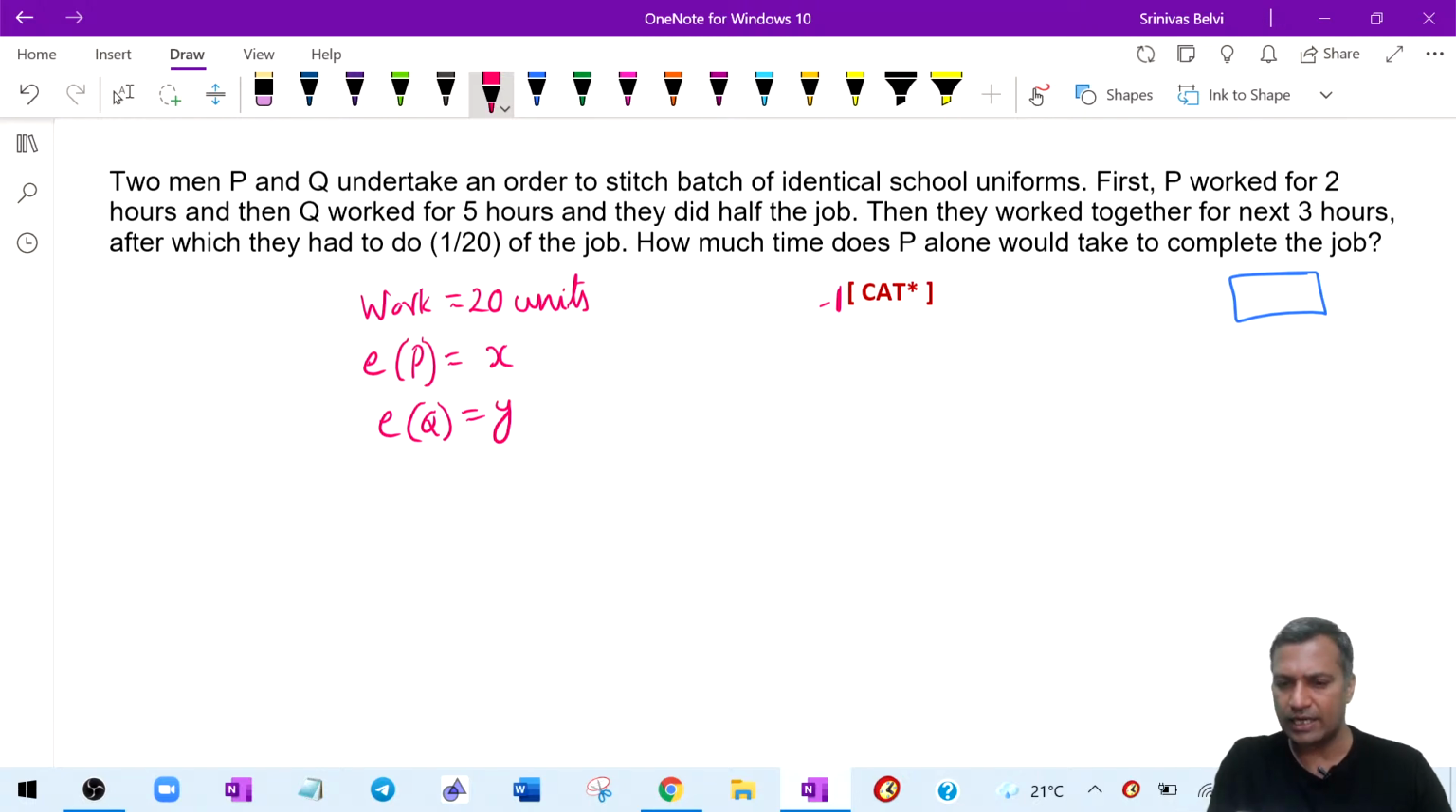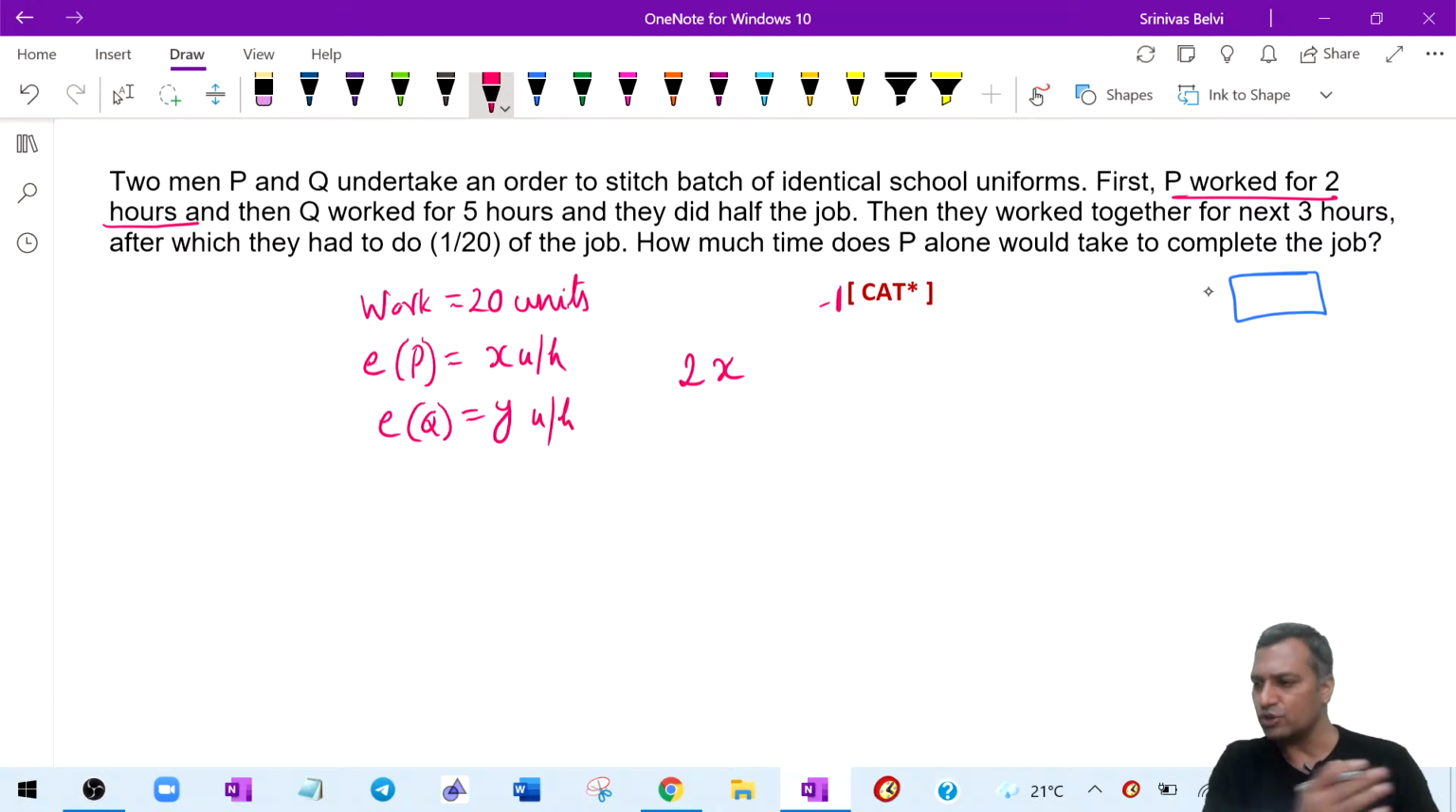Fair enough. Now let's go there. They took this teaching business, something on there. P worked for 2 hours. Okay, therefore he accomplished 2x units because x units per hour. Let's say this is y units per hour. So P has done how much? 2x units he would have produced. Fair enough. P has produced 2x units. Q worked for 5 hours, which means Q has produced 5y units.